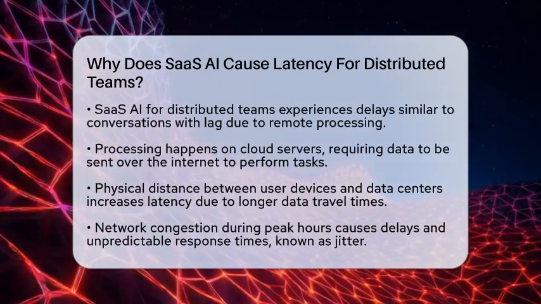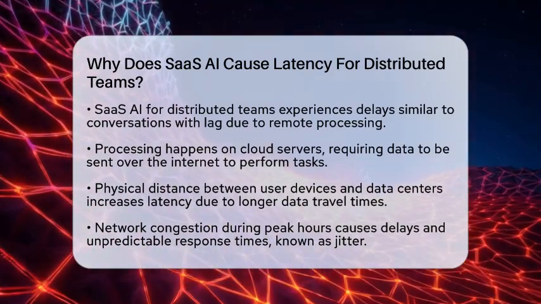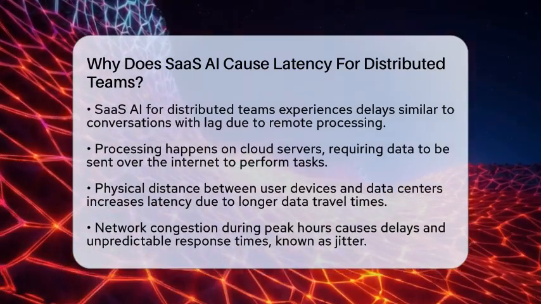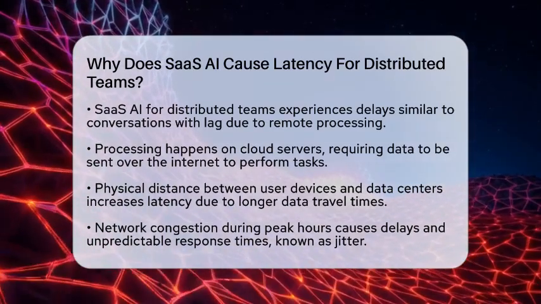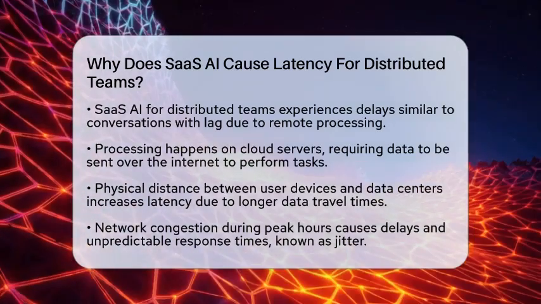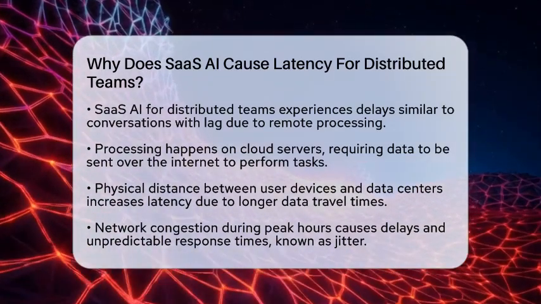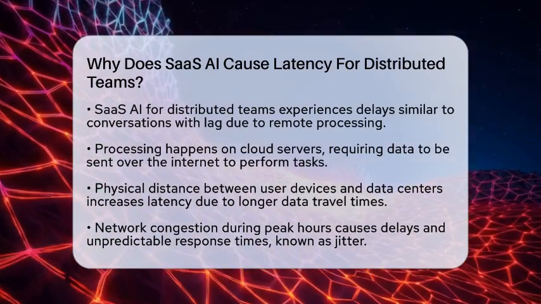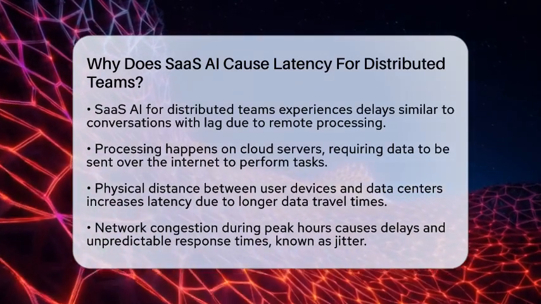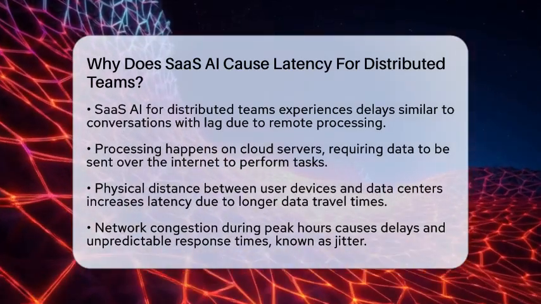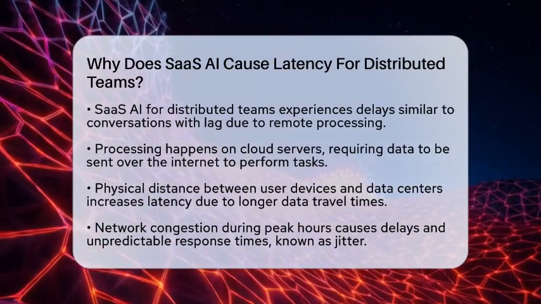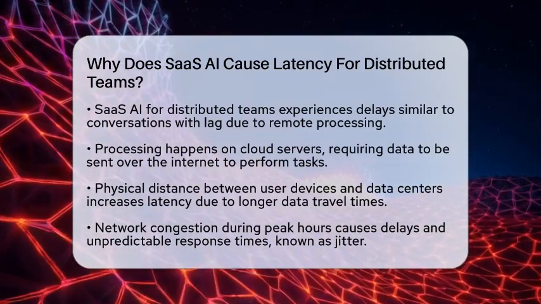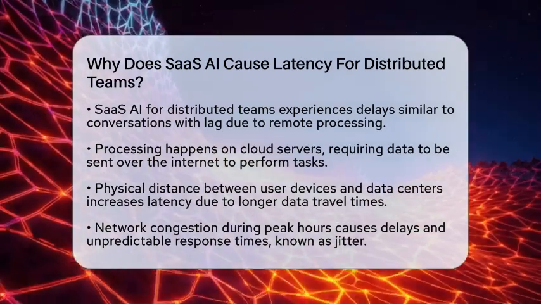So every time you want the AI to do something, your device has to send data over the internet to those servers, wait for the AI to process it, and then receive the response back. This back and forth takes time, and that's where latency comes in. The main reason for this delay is the physical distance between your device and the cloud data centers. Data has to travel through multiple network nodes, which are like relay points on the internet. The farther away these nodes are, the longer the data takes to reach the servers and come back.